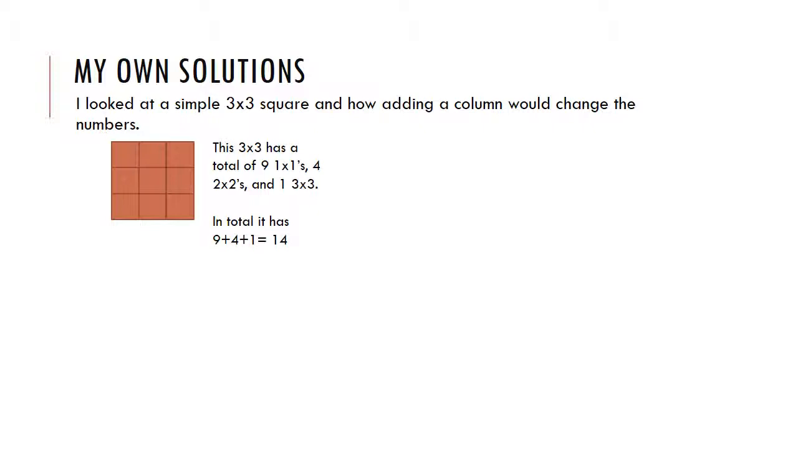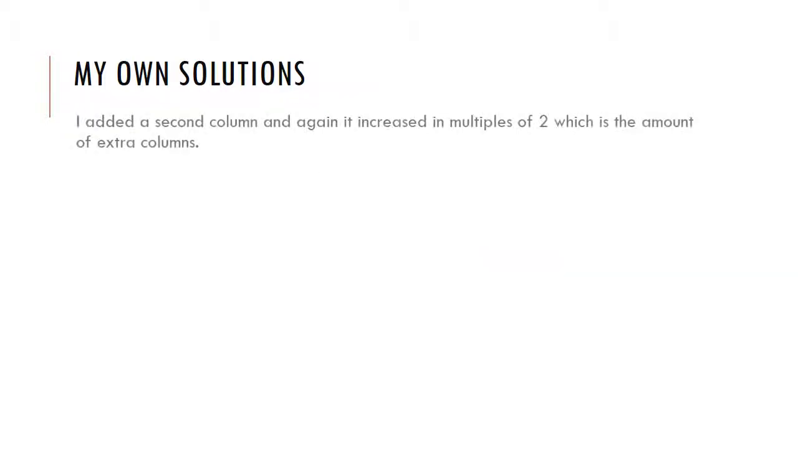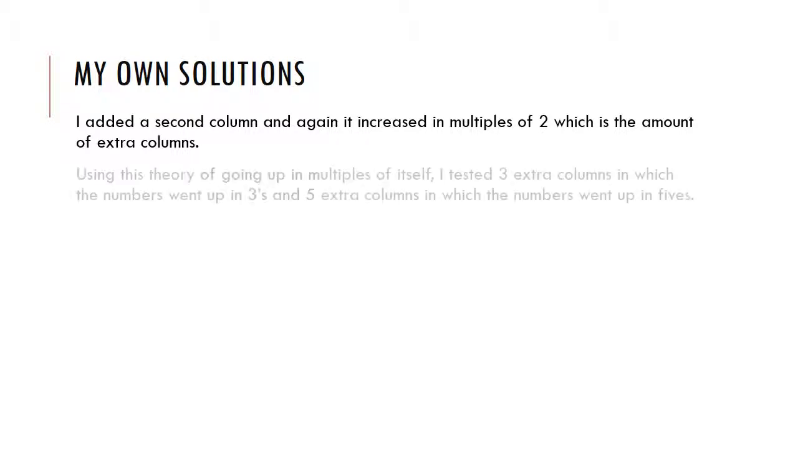This 3 by 3 has a total of 9 1 by 1s, 4 2 by 2s, and 1 3 by 3. In total, it has 9 plus 4 plus 1, which is 14. If I add an extra column, I have 3 extra 1 by 1s, 2 extra 2 by 2s, and 1 extra 3 by 3. In total, it has 20 squares. I added a second column and again it increased in multiples of 2, which is the amount of extra columns.